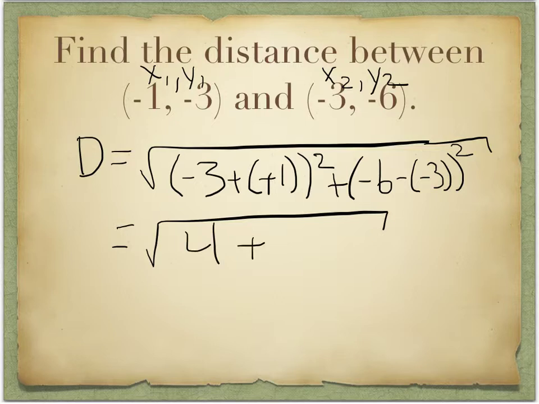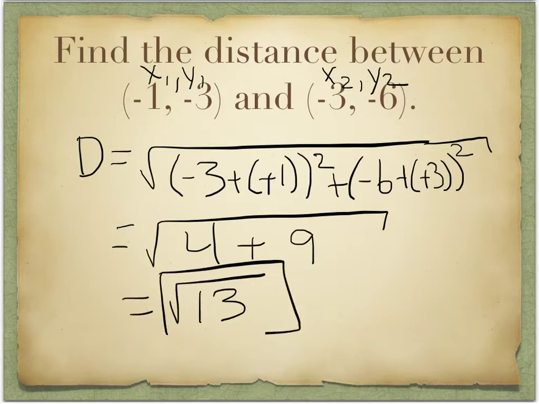And then negative 6 minus a negative 3, that's the same as adding the opposite. So I get negative 3 squared, which is 9. And when I add that together, I get the square root of 13. And again, this is a prime number, so I can't reduce it any further.